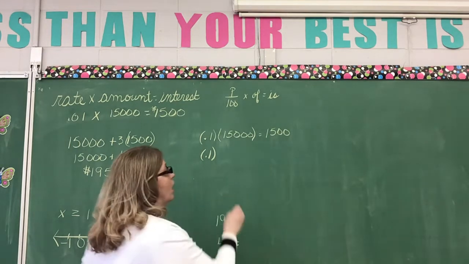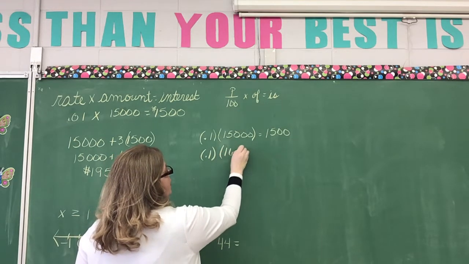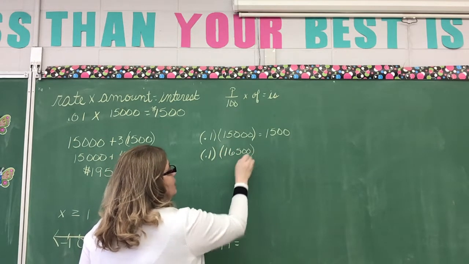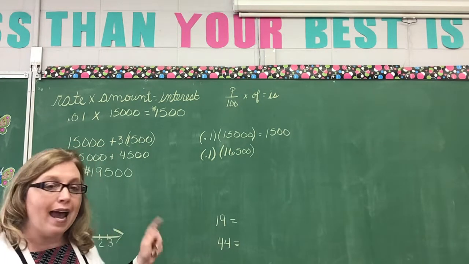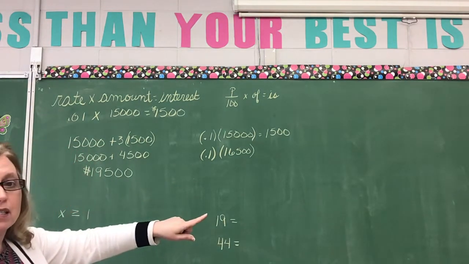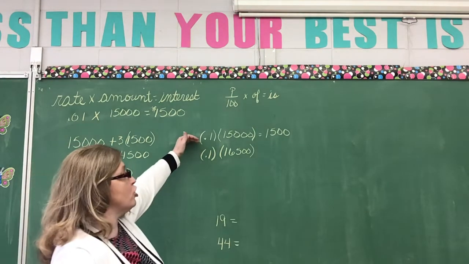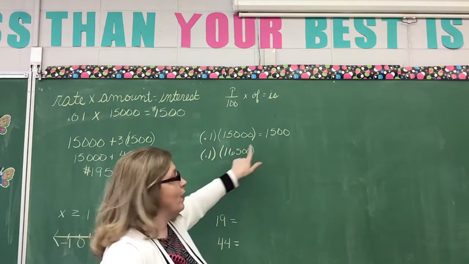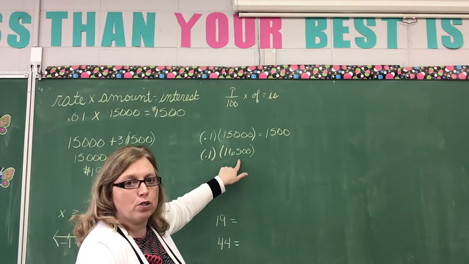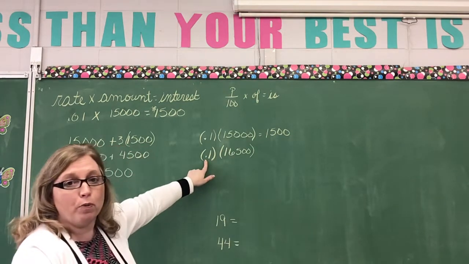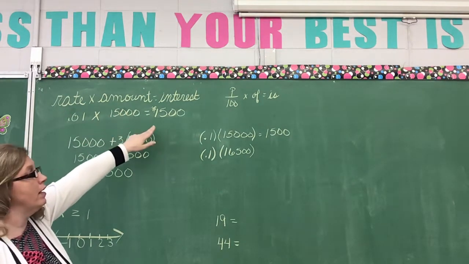So now, Akeem has $16,500 in the bank. Now, we're going to multiply this times 0.1 because he's getting 10% interest. This is the first year he earned $1,500. We added that, so this is the new amount because he didn't take it out. This is his new amount, okay? We're going to multiply it by the rate again. So we're going to say rate times the amount is the interest.